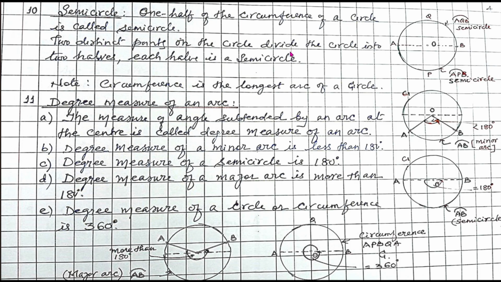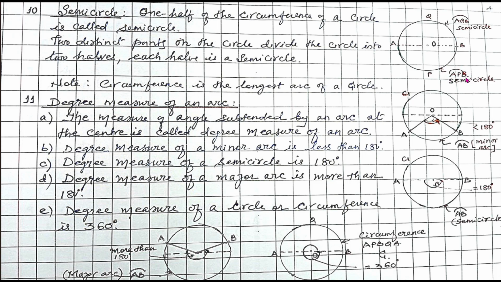2 distinct points on the circle divide the circle into 2 halves. Each half is a semicircle. For example, now here I have a circle. The points A and B are 2 distinct points on the circle, and these points A and B divide the circumference of the circle into 2 equal arcs.